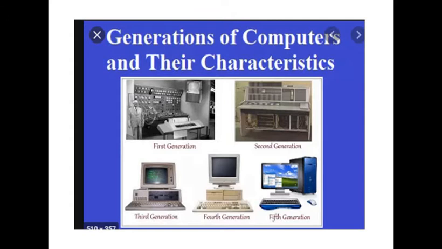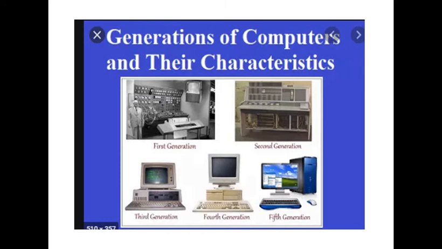Dear students, in the last session I explained a few topics from your textbook about the different kinds of computers, the machines which were invented. We have also discussed the inventors. Now in this video you are going to see the different generations of computers and their characteristics.